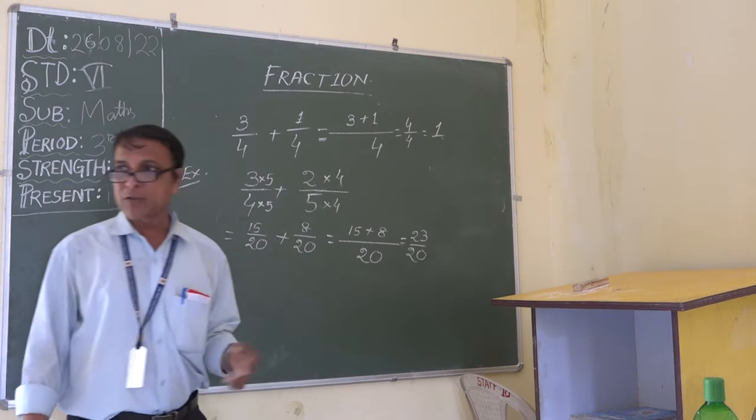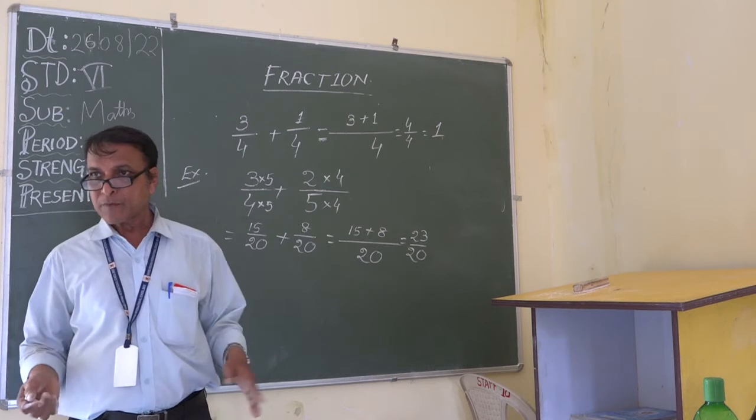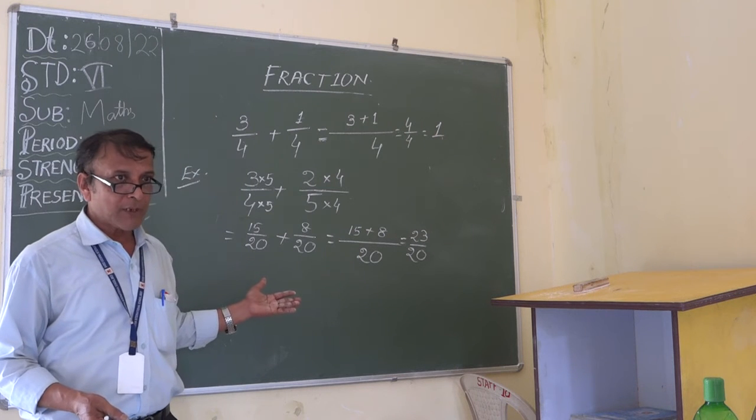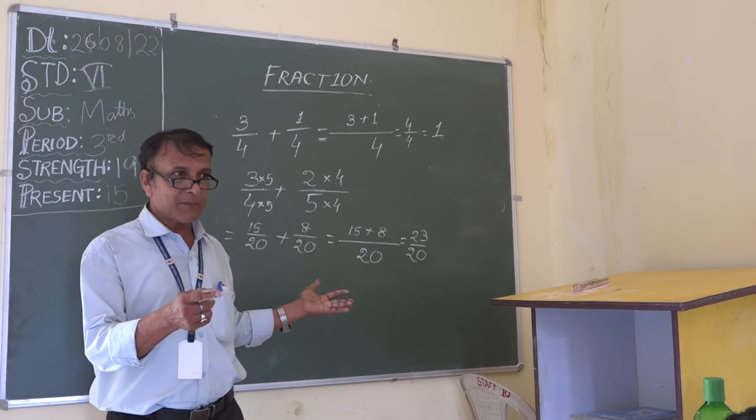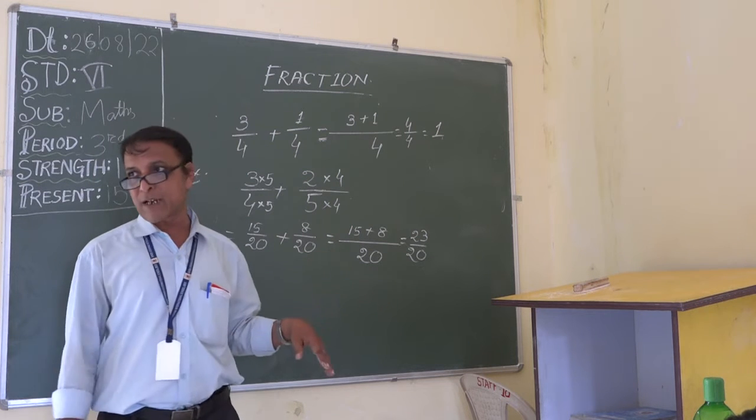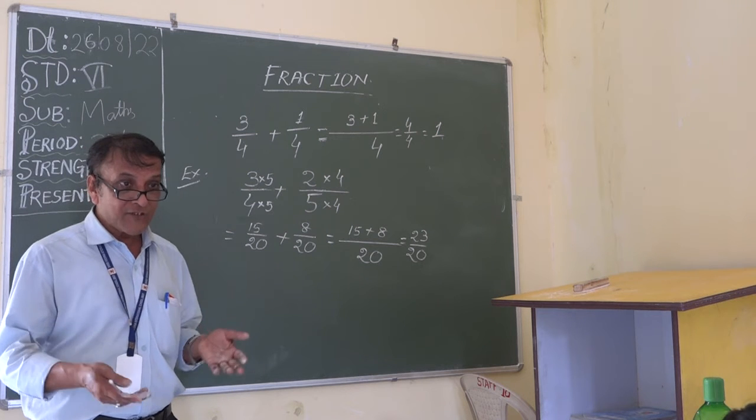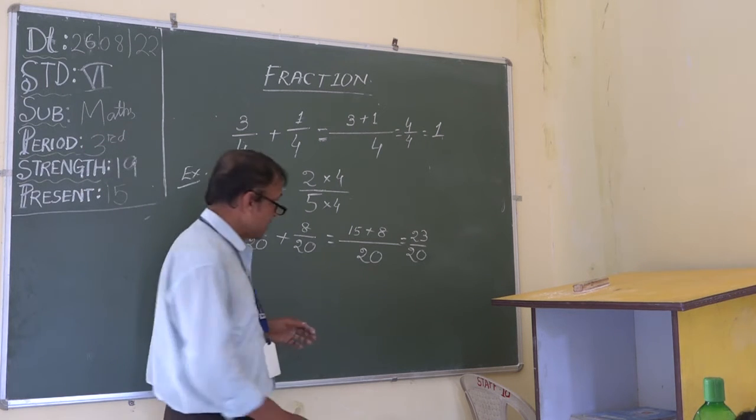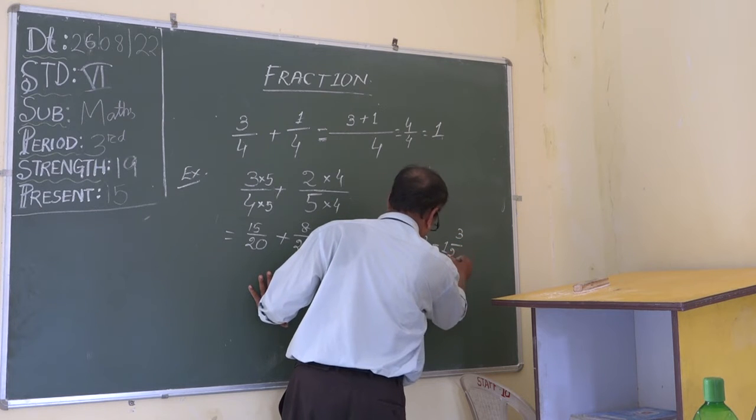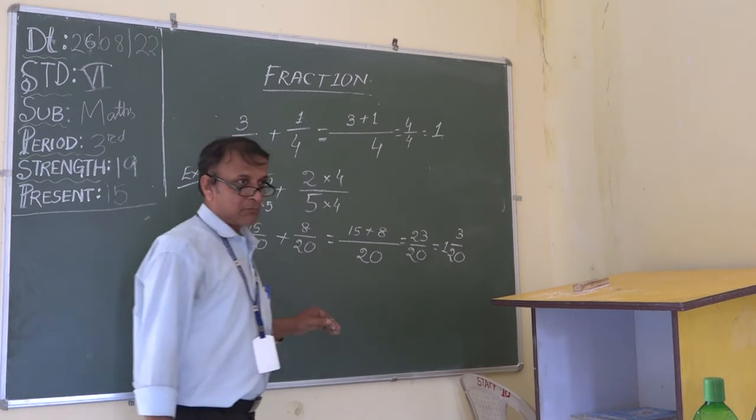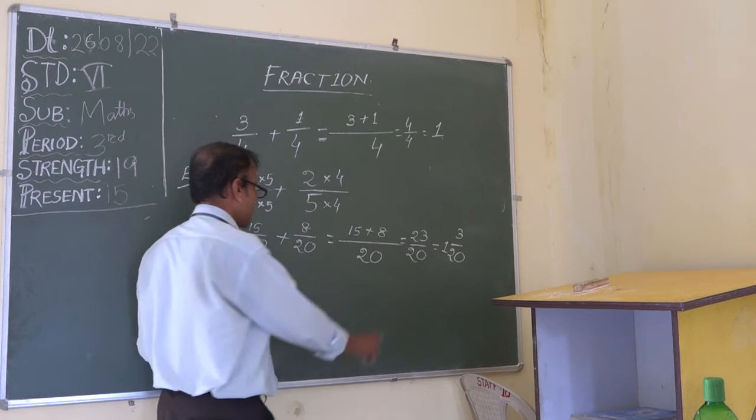Now this 23 by 20, is it a proper fraction or an improper fraction? Improper fraction. Who said proper fraction? Somebody said proper fraction, that is wrong, it is an improper fraction. Yes. So we know that every improper fraction can be changed into a mixed fraction. If you change it to a mixed fraction, it will be 1 whole 3 by 20. 1 whole 3 by 20. And that is your final answer.